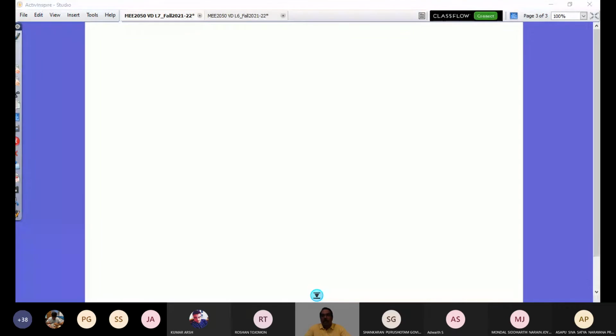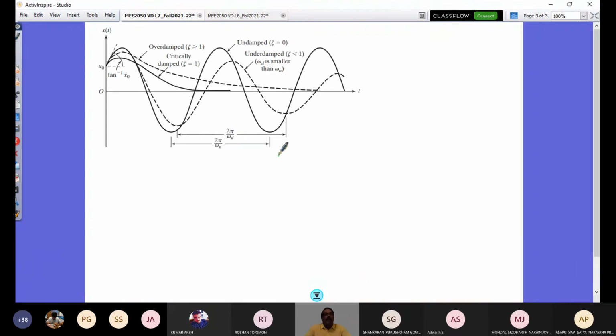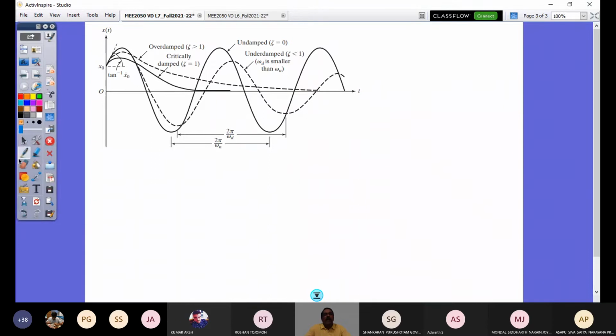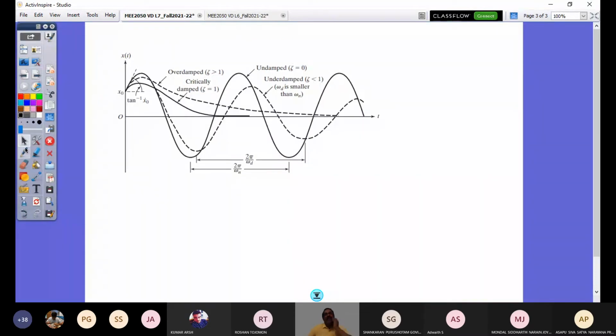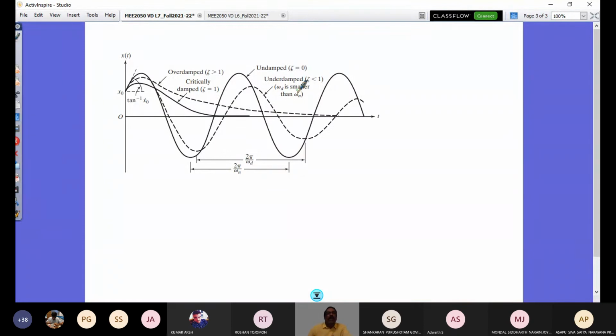So that is going to be something like this. Look at here now. What do I have? This is a combination of all the cases we have been learning so far. Look at first the kind of damped system. The damped system is the under damped system. Zeta value is less than 1, where omega d is smaller than omega n. When zeta value is 0, that is the undamped system.